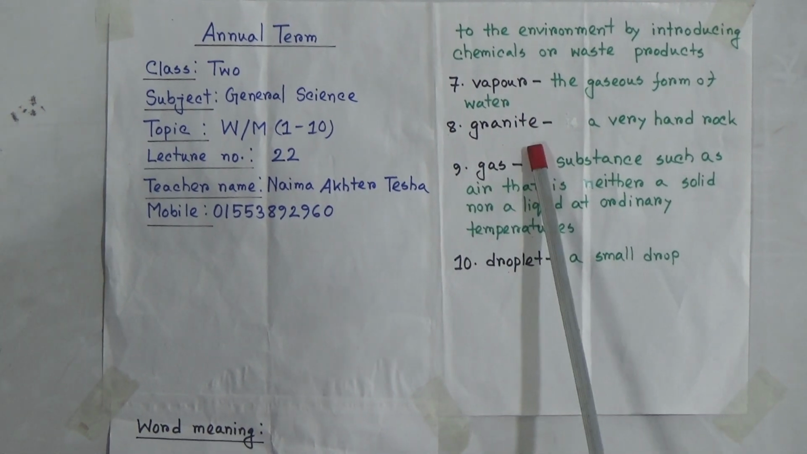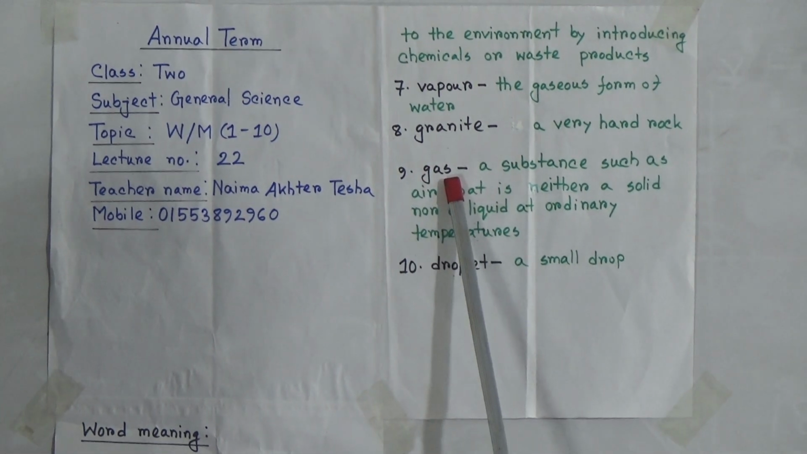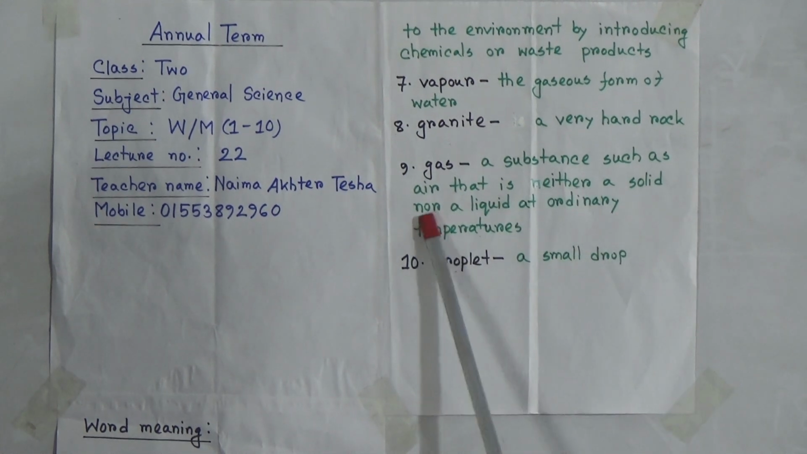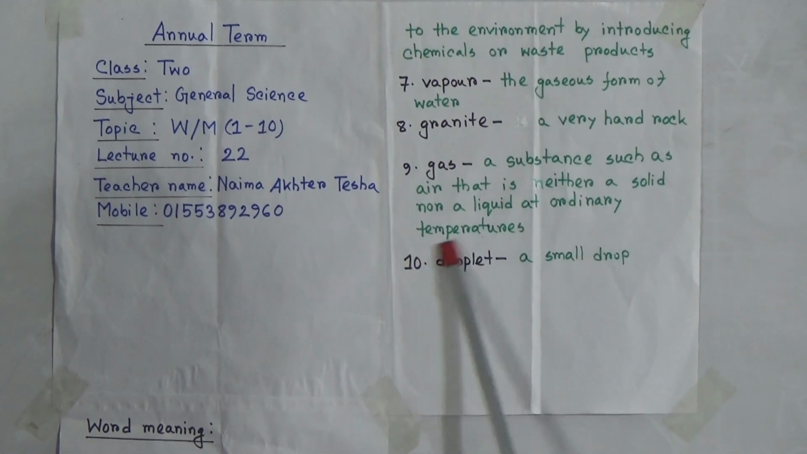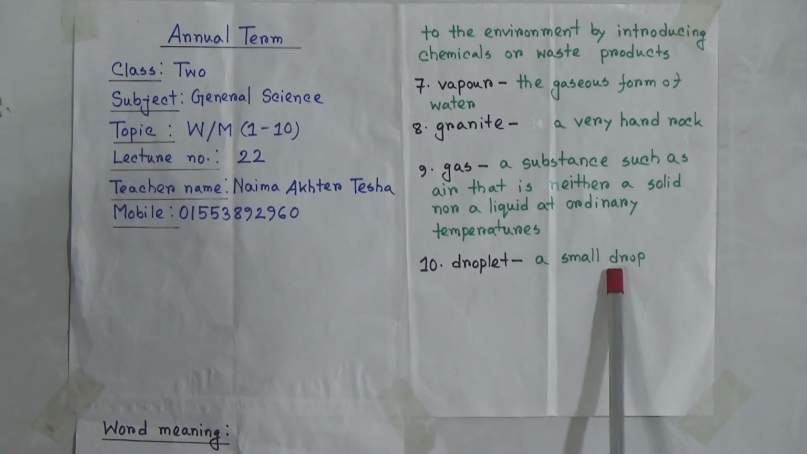Number 8, granite, a very hard rock. Number 9, gas, a substance such as air that is neither a solid nor a liquid at ordinary temperatures. And number 10, last one, droplet, a small drop.